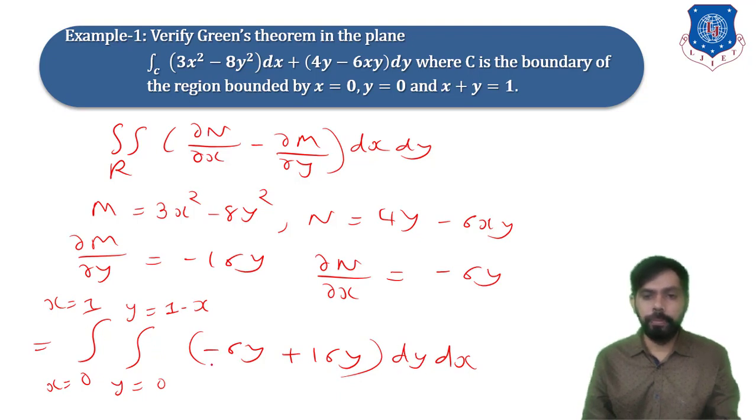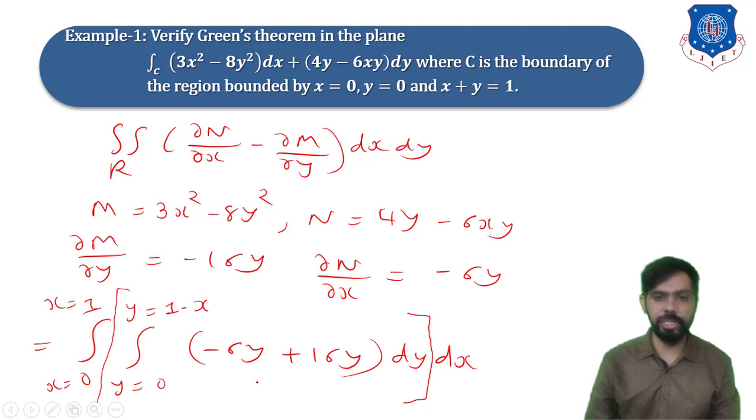Suppose we want to integrate first with respect to x, then with respect to y, then we must draw a horizontal strip, but here we will integrate with respect to y. So here 16y minus 6y will be 10y.